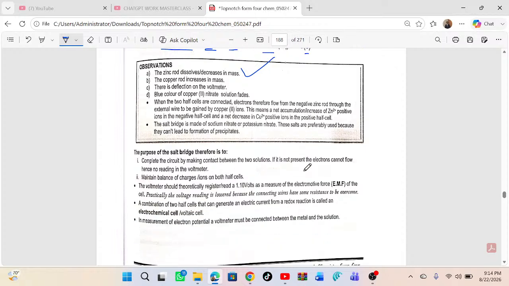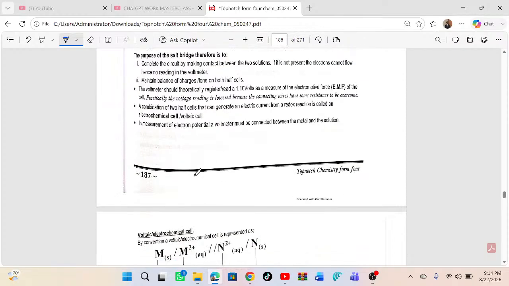Another question is the purpose of the salt bridge. The purpose of the salt bridge, number 1, is to complete the circuit. Number 2 is to maintain the balance of charge on both of the half cells. So it has to maintain the balance.